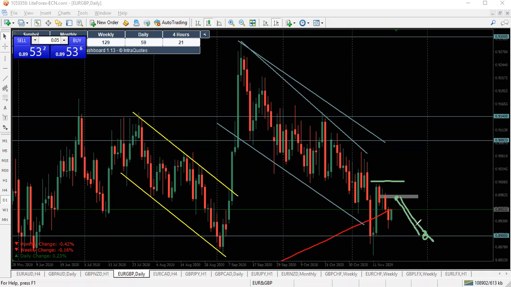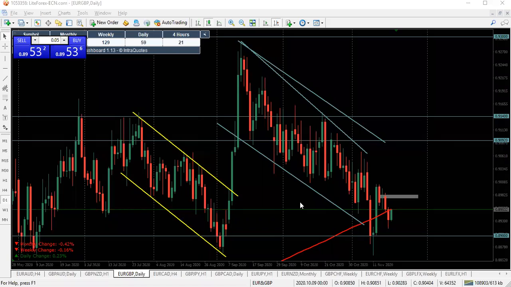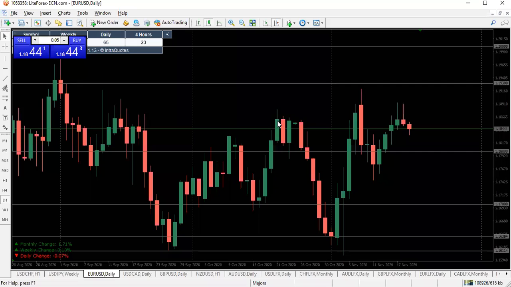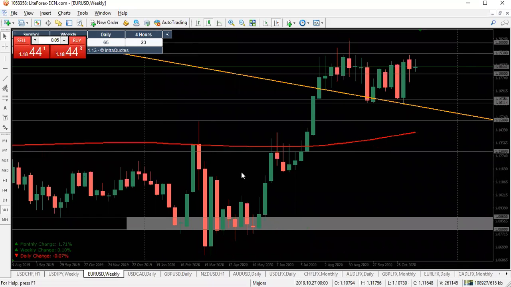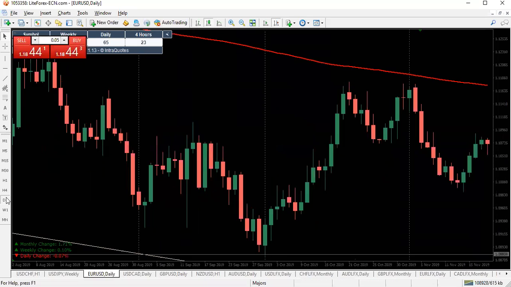I will be taking this trade as well. All right, so I really don't have much to discuss on the majors. Like I said before, currently we have no reason to trade the major.